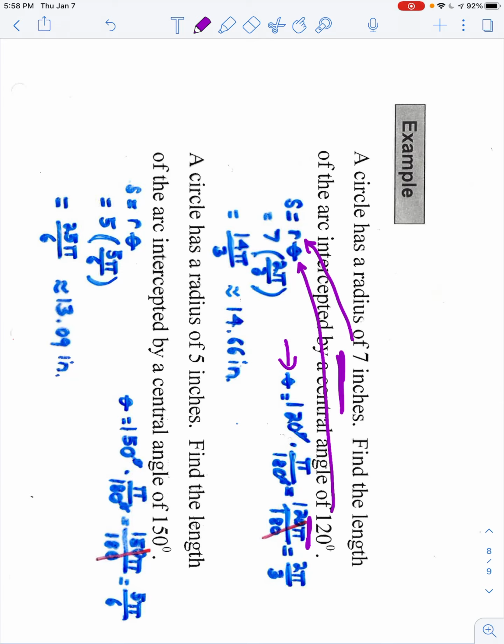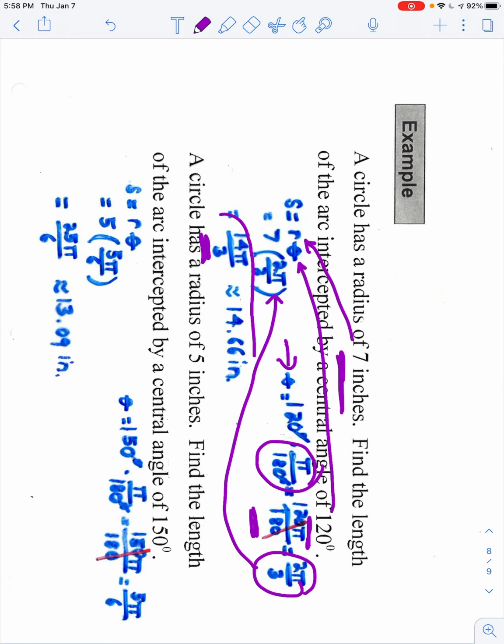So what we do is right here, we convert it to radians. We take 120 degrees times the conversion factor, pi over 180. The degree unit cancels, you get 120 pi over 180, and that reduces to 2 pi over 3. That's what you want to plug in here for the angle theta. It is now in radians. Of course, 7 times 2 pi over 3 is 14 pi over 3, which we can use a calculator to approximate, and 14 pi over 3 is about 14.66 inches.